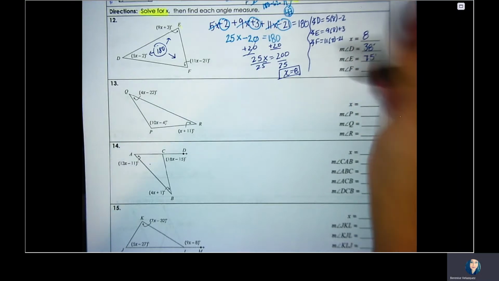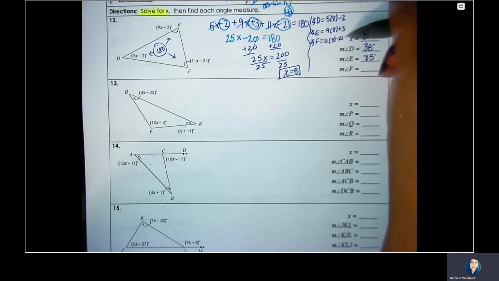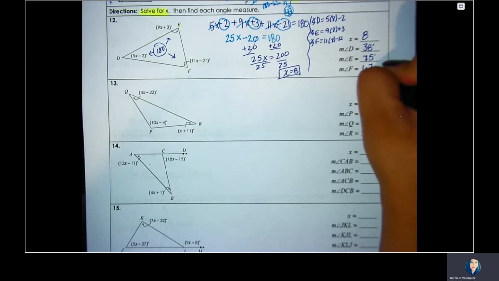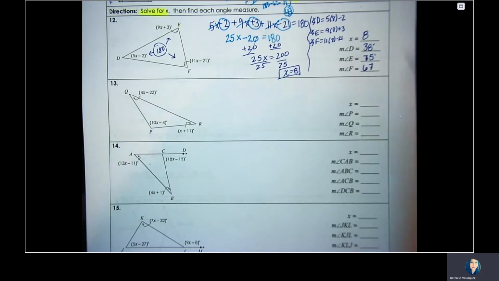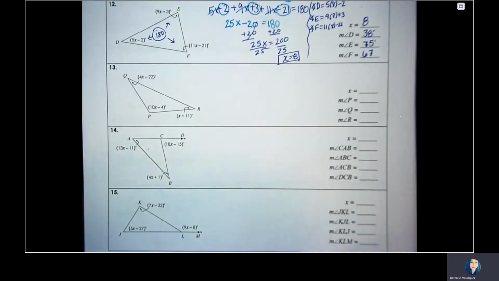Okay, last one, 11 times 8 is 88. I would take this in parts. So 88 minus 20 is 68, minus 1 is 67. So there you have it. You have your 4 answers there. Okay, so now let's see what we do in the next one.